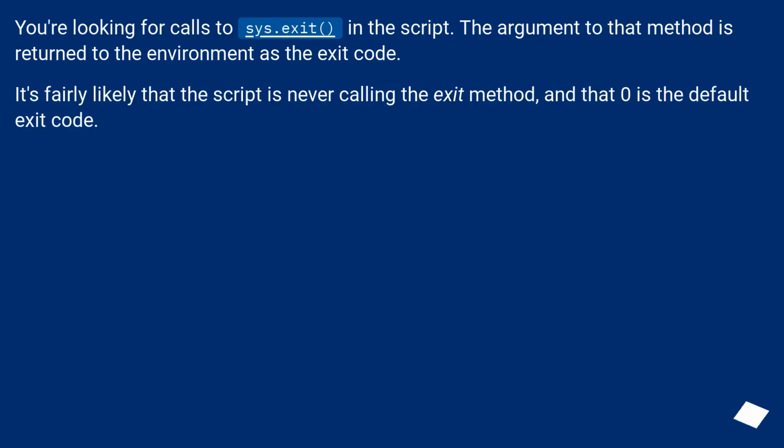You're looking for calls to sys.exit in the script. The argument to that method is returned to the environment as the exit code. It's fairly likely that the script is never calling the exit method, and that 0 is the default exit code.